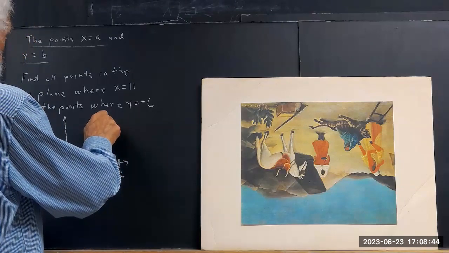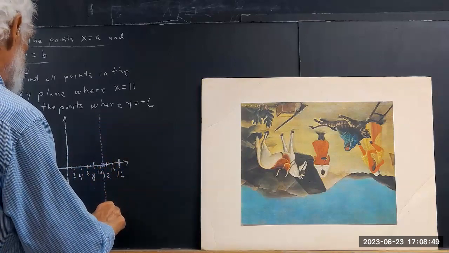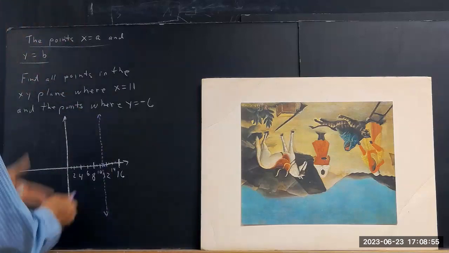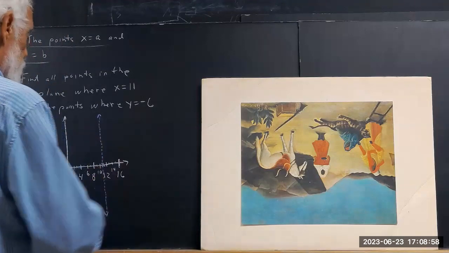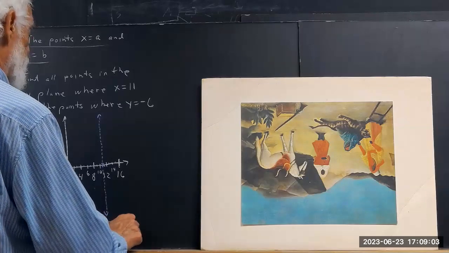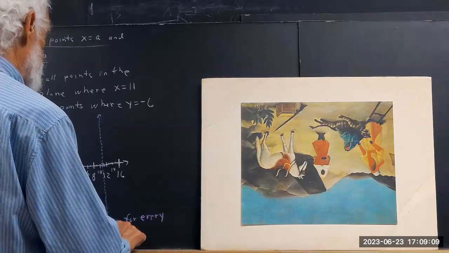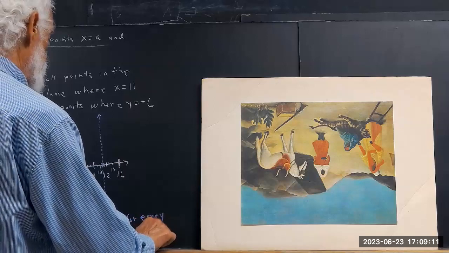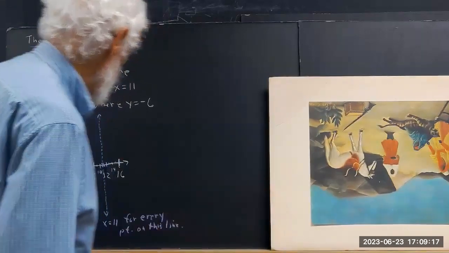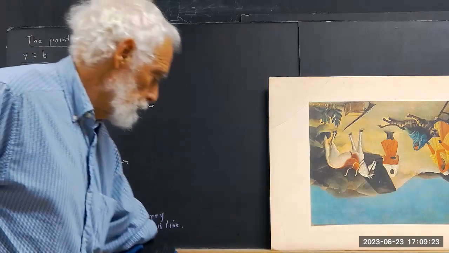So I can draw a vertical dotted line here. Put arrows on both ends of it to indicate that it's infinite in both directions. That's usually implicit. But there we have the line. Well, x equals 11 for every point on this line. And it doesn't equal 11 anywhere else. I won't write that out at this point. I don't want to get too technical on you at the very beginning.